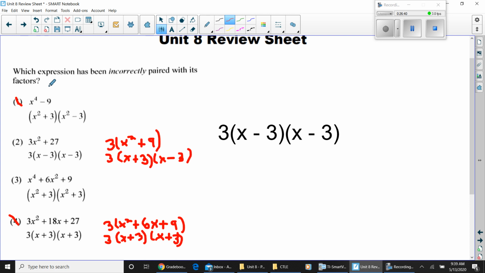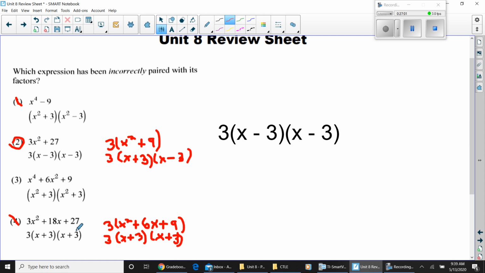So I'm thinking that 2 is the answer. It says which one is incorrectly paired with its factors. I kind of factored this and just realized, hey, this is x squared times negative 3, and then positive 3 times x squared. That would cancel out the middle terms. And then 3 times negative 3 would be negative 9.